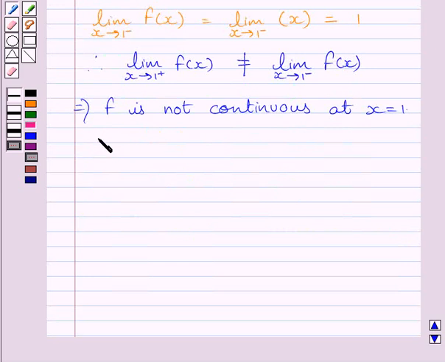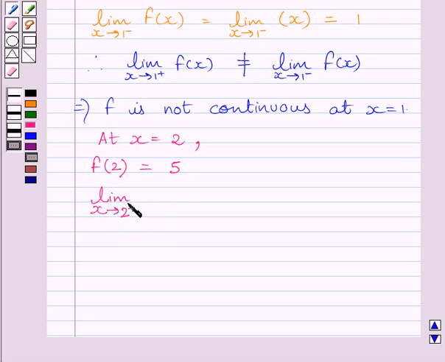Let us now check continuity of the function at x = 2. We know f(x) = 5 for x greater than 1. So first of all let us find out the value of the function at x = 2. That is f(2) = 5. Now let us find out the left hand side limit and right hand side limit of the function at x = 2.